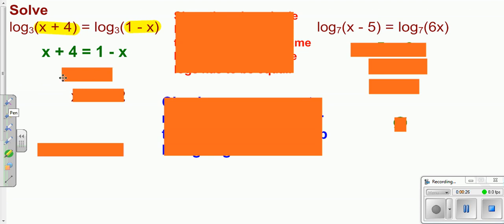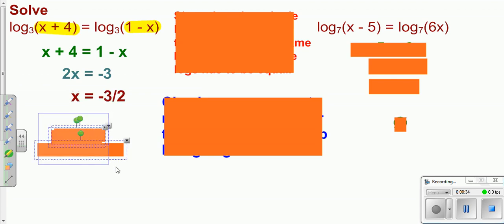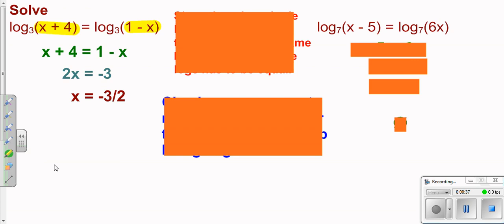So we can go ahead and add an x to both sides, subtract a 4 from both sides. Then all we have to do is go ahead and divide. Now once again, remember, whatever's after your log ends up having to be positive, so we got to check our answer. Does putting in a negative 3 over 2 make this highlighted part positive? So negative 1.5 plus 4 is positive. Over here, 1 minus a negative 1.5 would be 1 plus 1.5, which is positive. So that works.